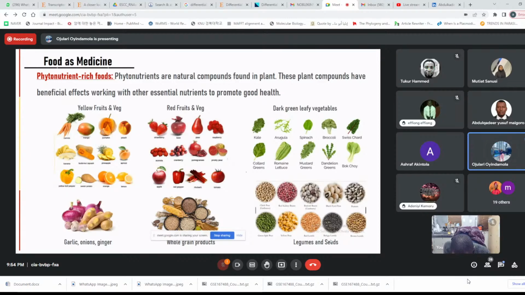So this is to say that some of these things are relatively cheap and readily available around us. All we need to do is, with whatever knowledge that we have, know how we can eat and balance our plate, balance and control what we eat, and they can help us to promote good health.